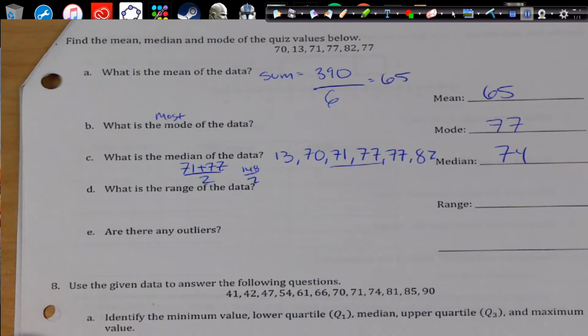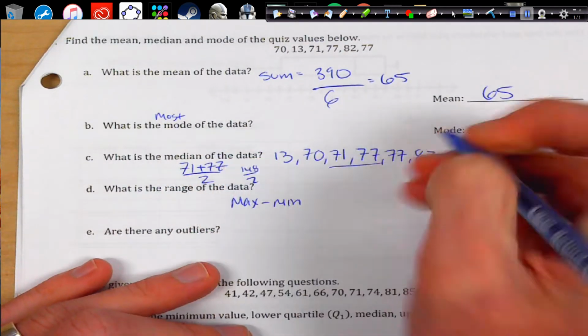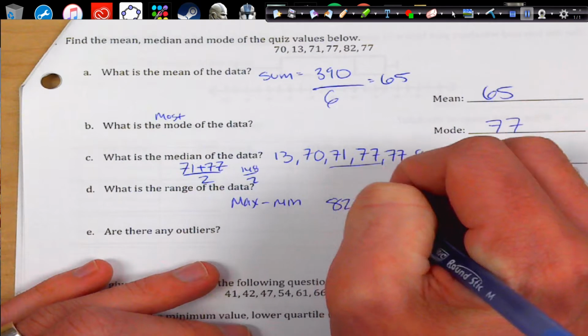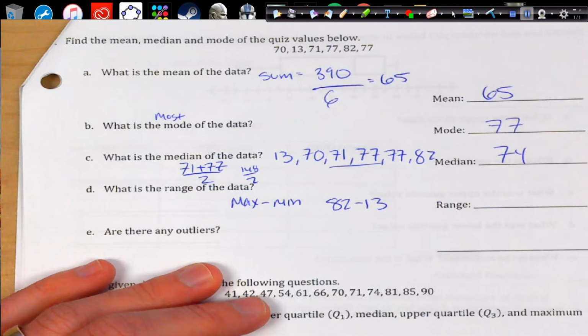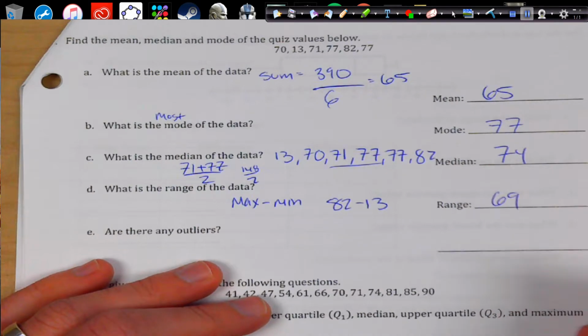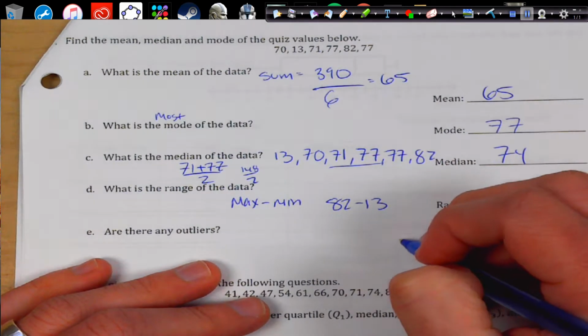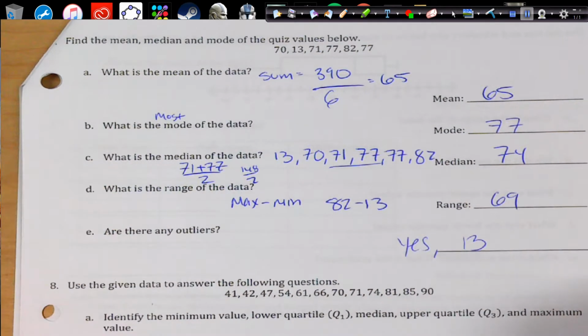What is the range of the data? So you're going to take the max minus the min. So that's going to be 82 minus 13, and we're going to get 69 as our range. Are there any outliers? I would say 13 is pretty far away from everybody else. So I'd say yes, probably 13 is an outlier.